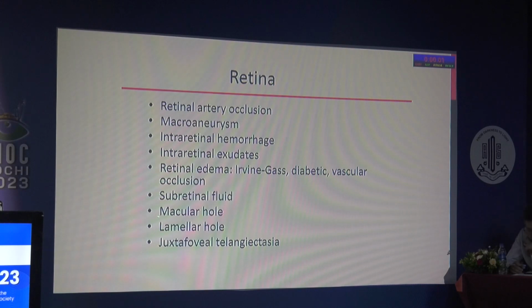Macular hole, of course, is a guiding principle nowadays. Again, this is a lamellar hole or pseudo hole. Sometimes clinically it appears like a full thickness hole, but when you do an OCT, you find them. Then you have to again reassure the patient. And juxtafoveal telangiectasia, I will come to this.